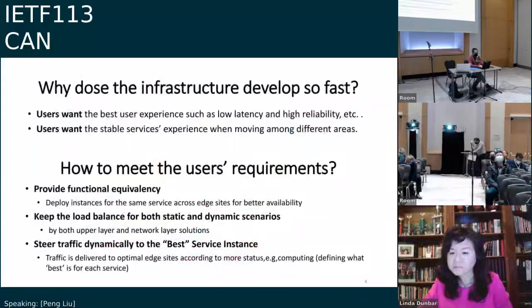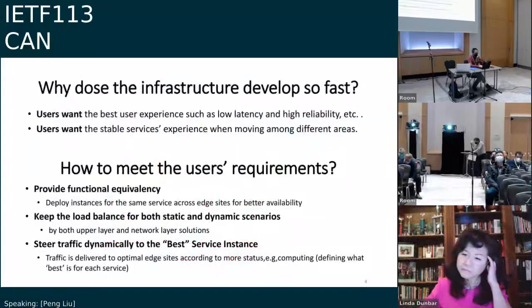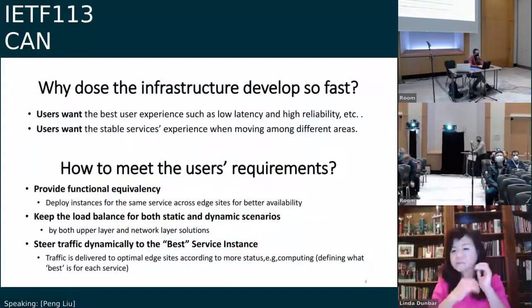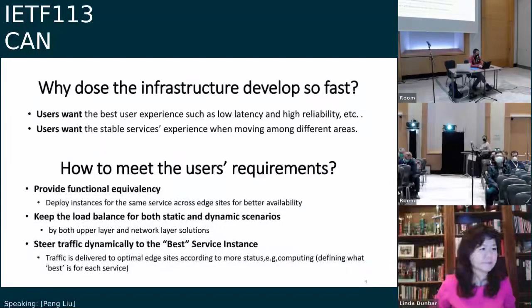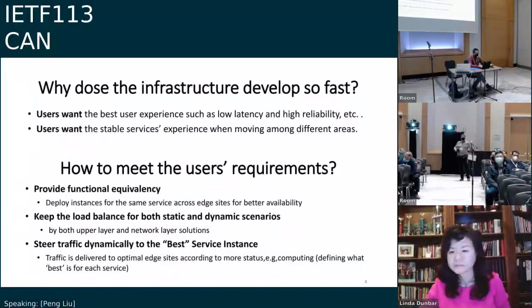So why does the infrastructure develop so fast? It is because of user demand. Here are 2 points. First is that users want the best user experience, such as low latency and high reliability, fitting the emerging new services such as high definition video, AR and VR, and live broadcast, and so on. Another is the stable service experience when moving to different areas.